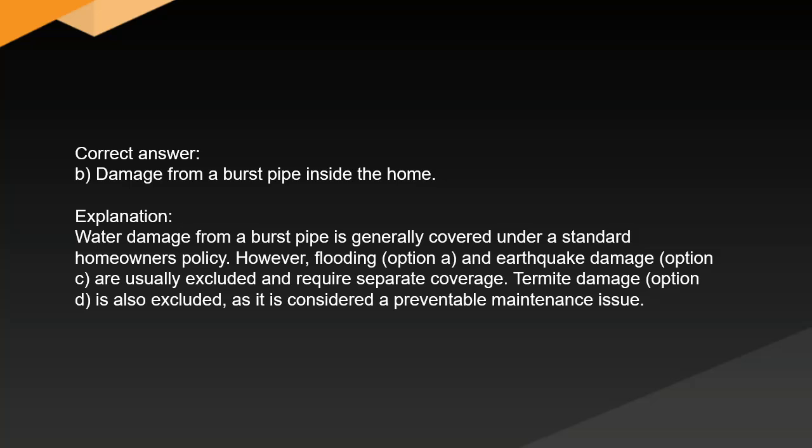Correct answer. B. Damage from a burst pipe inside the home. Explanation. Water damage from a burst pipe is generally covered under a standard homeowner's policy. However, flooding, option A, and earthquake damage, option C, are usually excluded and require separate coverage. Termite damage, option D, is also excluded as it is considered a preventable maintenance issue.